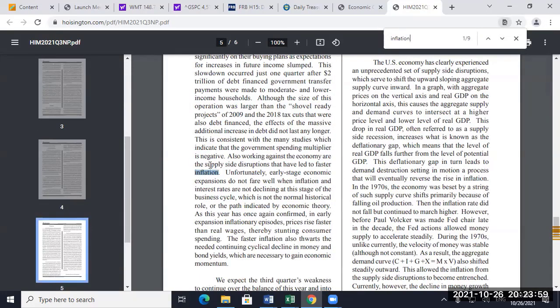Working against the economy are the supply side disruptions. So that's obviously part of it. Unfortunately, early stage economic expansions do not fare well when inflation and interest rates are not declining at this stage in the business cycle, which is not the normal.